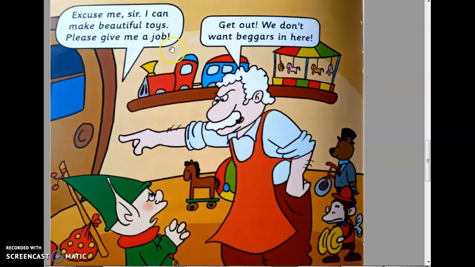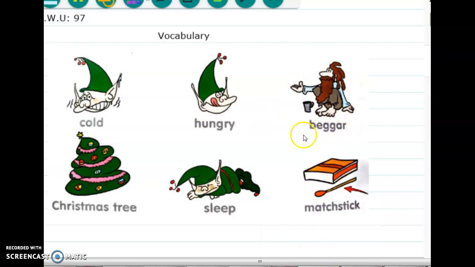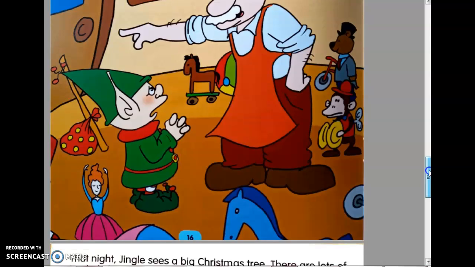Look at the monkey. Okay. Y él le dice, get out. We don't want beggars in here. Okay. We don't want beggars. Look, like this. Remember the vocabulary. Look, is that we don't want. Él no desea como vagabundos. And continue. In here. Oh, look. Poor. Continue.